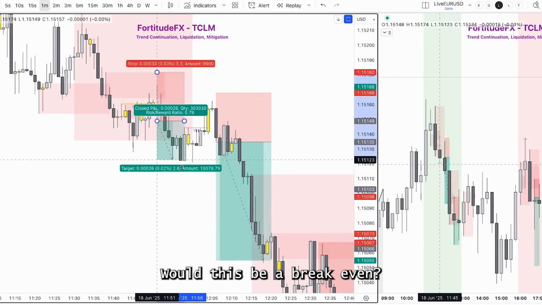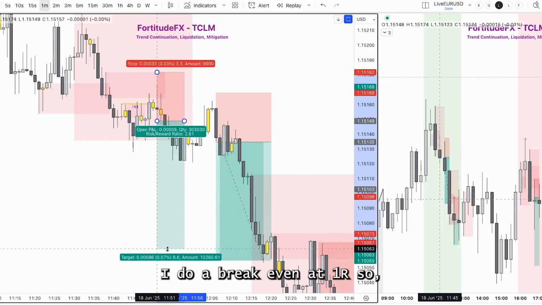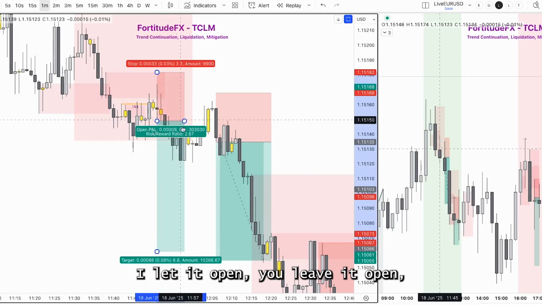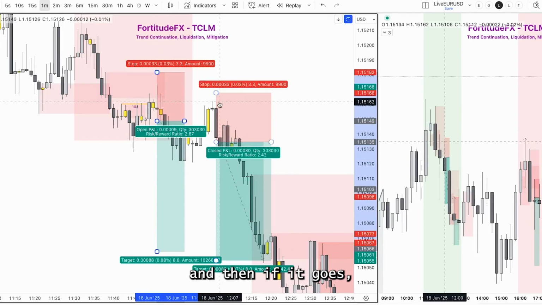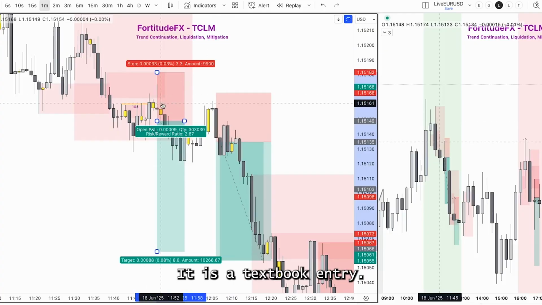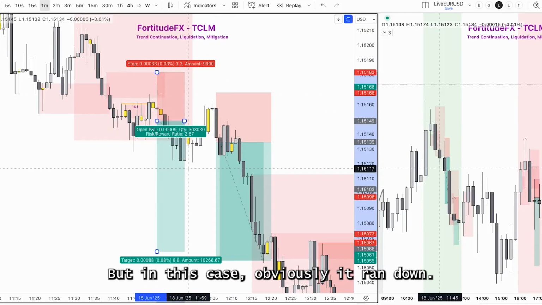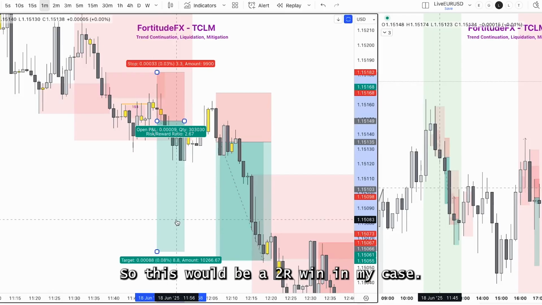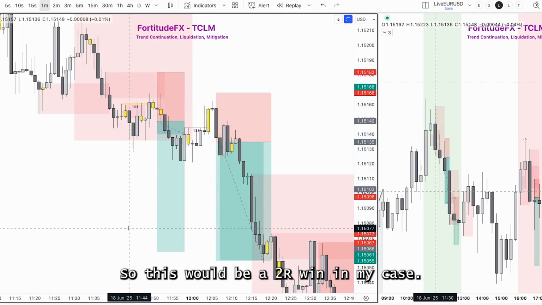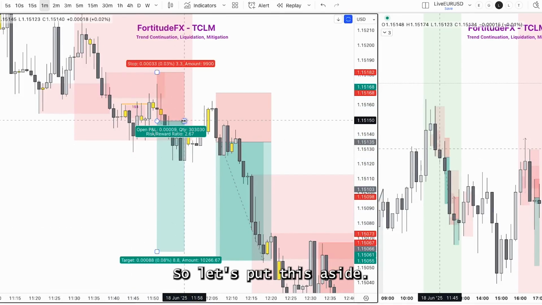Would this be a break even? This is not a break even because it went to 0.79. I do a break even at 1 hour. So I let it open, you leave it open, and then if it goes and turns the other way, so be it. It is a textbook entry. But in this case, obviously it ran down. So this would be a 2-hour win in my case, in any case, right? So let's put this aside.